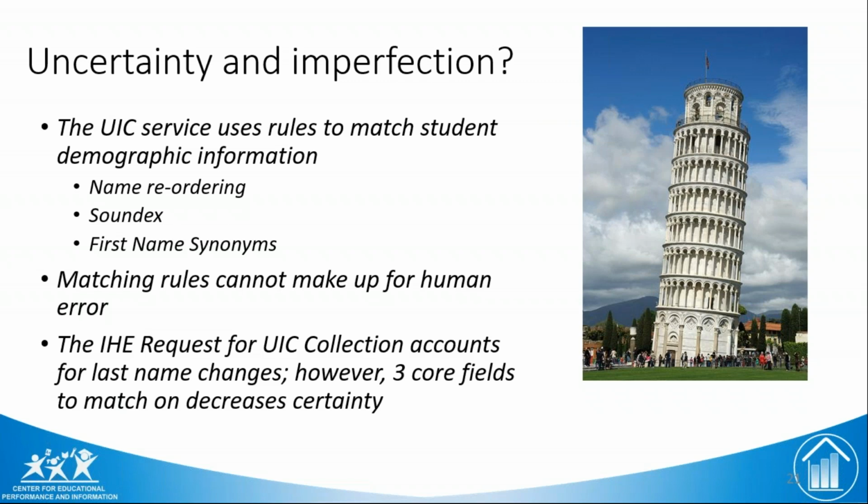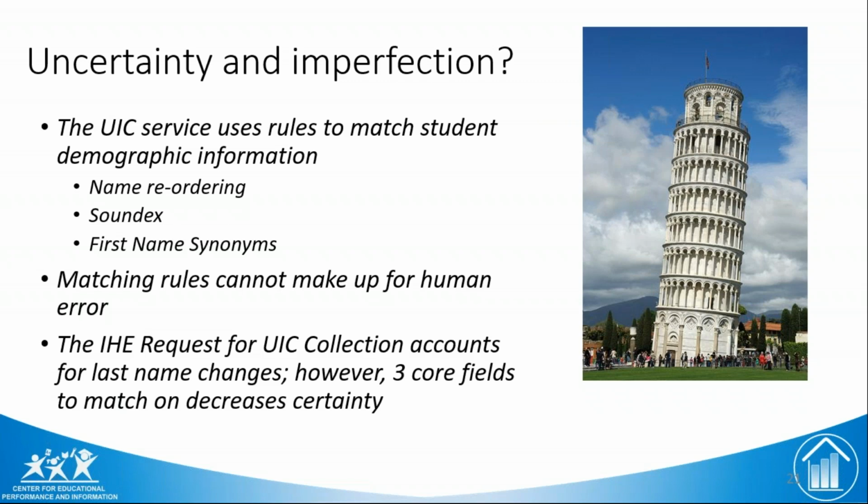But like I said, there is the tendency for human error, so the matching service cannot make up for all the potential discrepancies that might go into someone's student demographic submission. The UIC collection is the only CEPI collection for higher ed that is ongoing. So one of the advantages of this service is that you can request student UICs anytime during the year as long as the Michigan Student Data System is not down for maintenance.